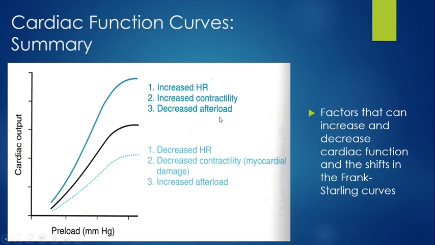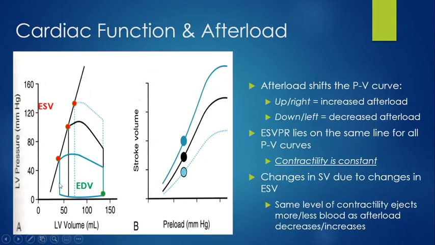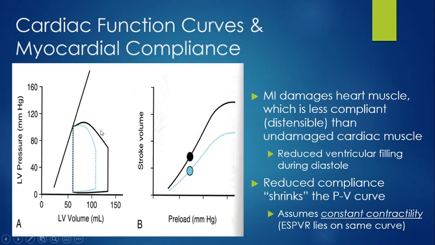Ultimately, when we have an increase in preload or an increase in contractility, we increase stroke volume. Afterload is going to have that inverse relationship. When we increase afterload, we decrease stroke volume and cardiac output. And ultimately, that's going to have impacts on our pressure-volume relationship as well. And then we also introduced myocardial compliance. When we have damaged tissue that's replaced by more fibrotic tissue, and the heart becomes less compliant, this is also going to have an impact on this volume-pressure relationship and therefore stroke volume.